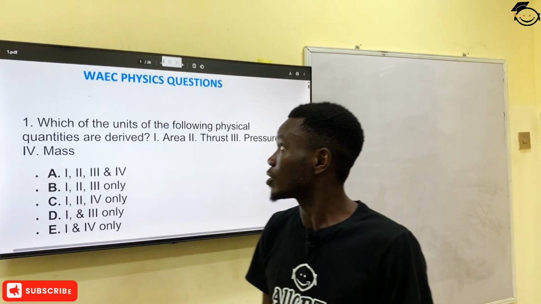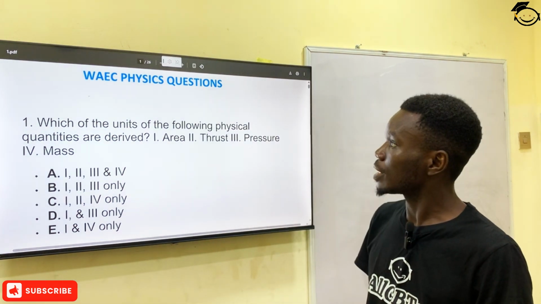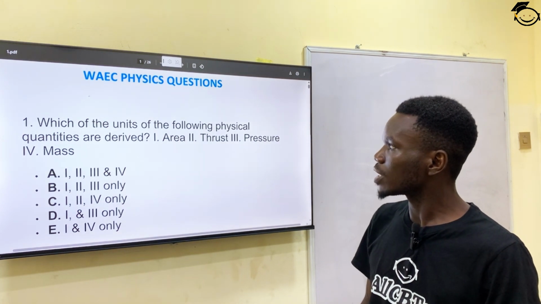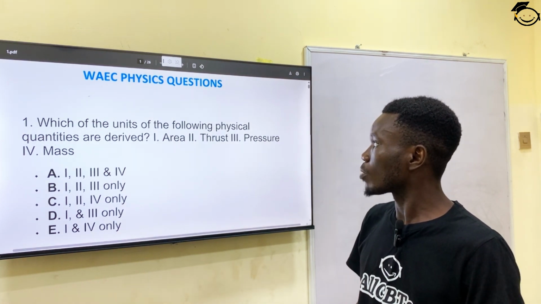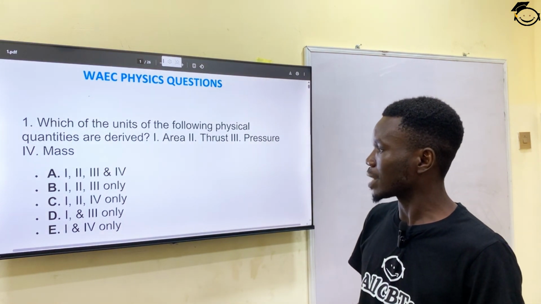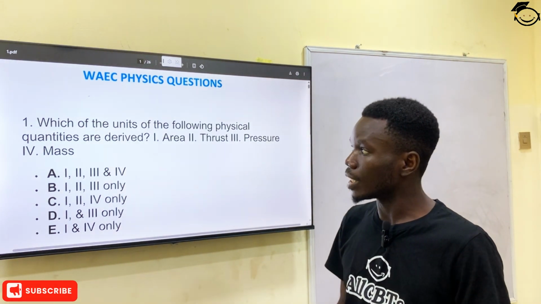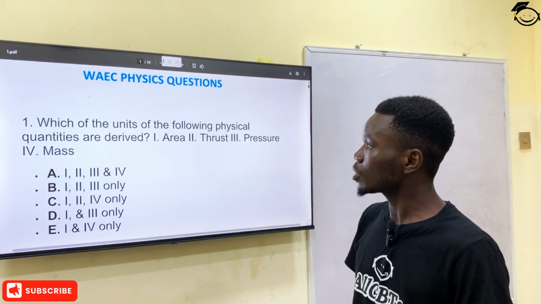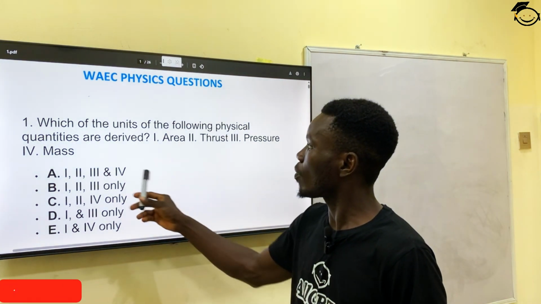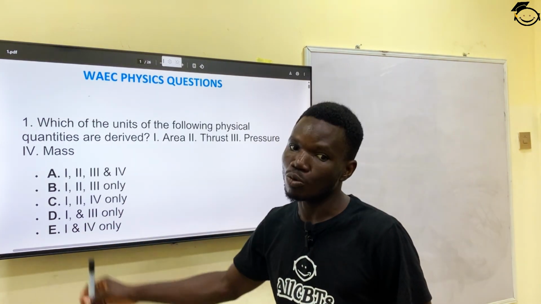Welcome back. Diving straight into this, we'll be looking at physics fast questions. Question number 1 says, which of the units of the following physical quantities are derived? So Roman figure 1, we have area, we have thrust, we have pressure, and we have mass. Out of all of these physical quantities, the only one that is not derived is mass. So look for the option that does not carry Roman figure 4, that has all three without Roman figure 4, and that is option B, which is Roman figure 1, 2, and 3.